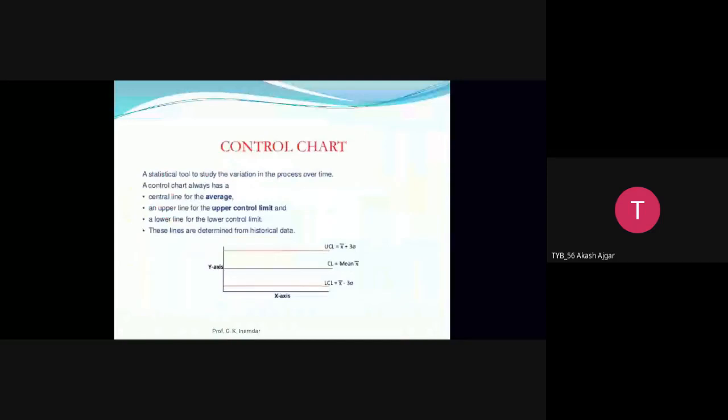So next is the control chart. Basically, you can see a graph below, with an x-axis and a y-axis for some values. We have taken some values, and on that graph we have given a lower control limit and an upper control limit, and a mean line. The lower control limit is x bar minus 3 sigma, and the upper control limit is x bar plus 3 sigma. The mean of the values in the table will be x bar.